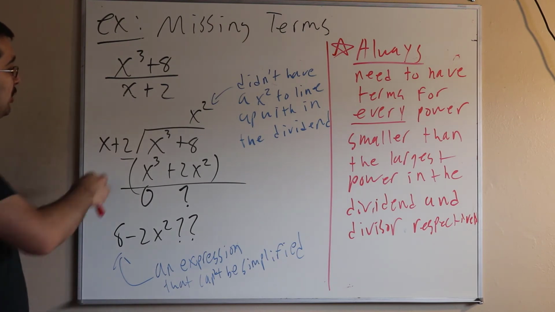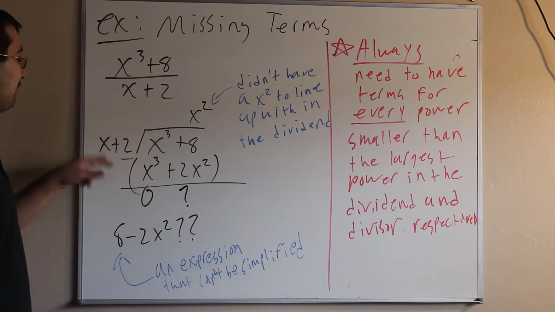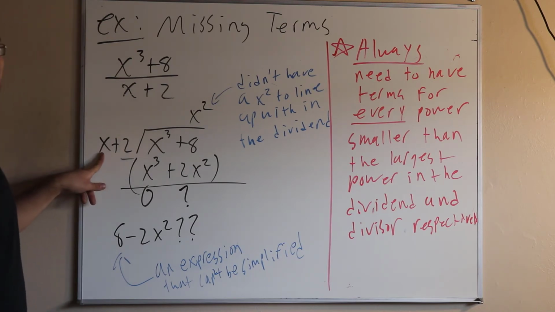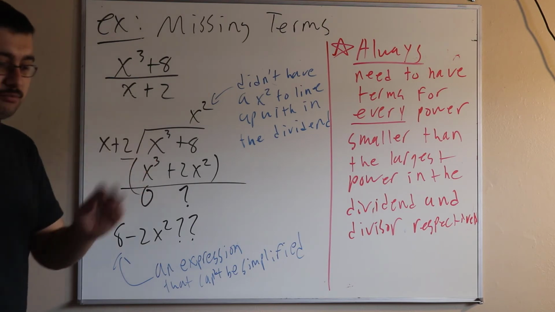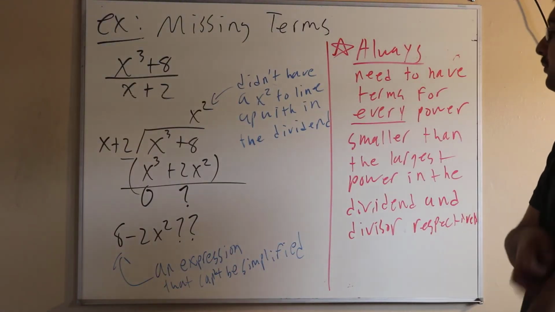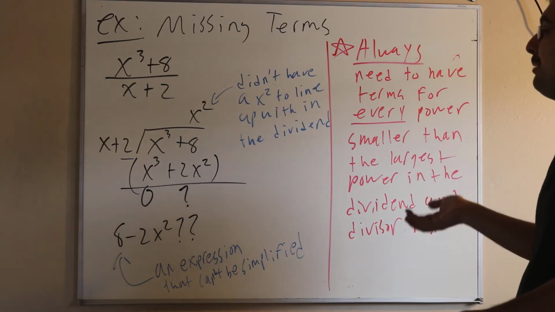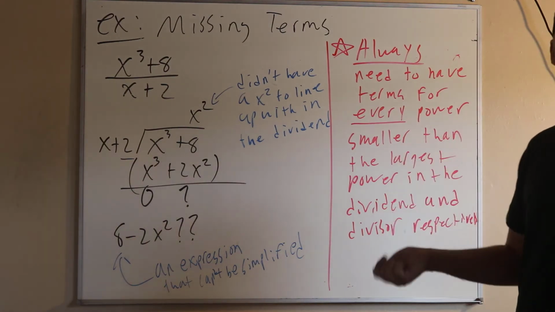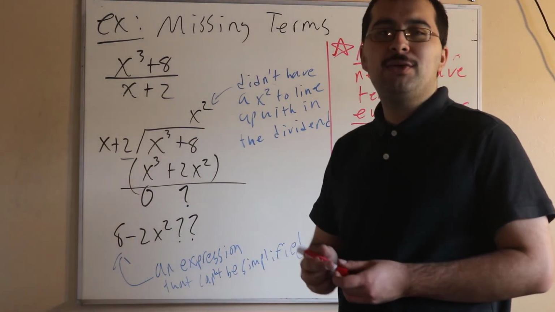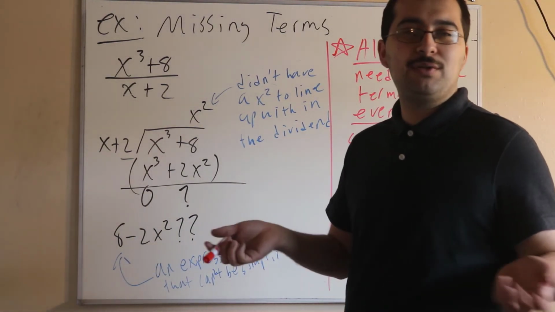You also need to double check for your divisor. But the divisor, we're all good because the highest power is 1, so I just need an x and some constant term. That's no problem. Okay? So the question then becomes, well, I'm missing an x squared term and I'm missing an x term, so how can I sneak those values into this equation? How can I do that?